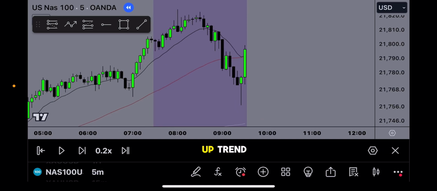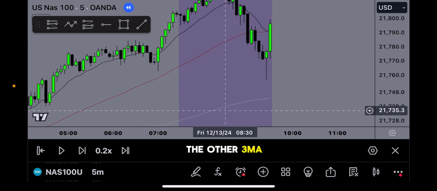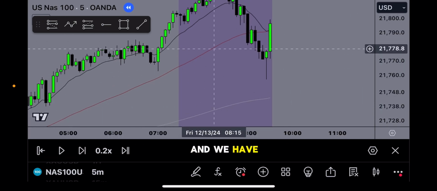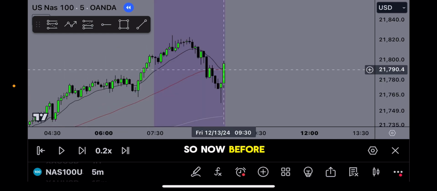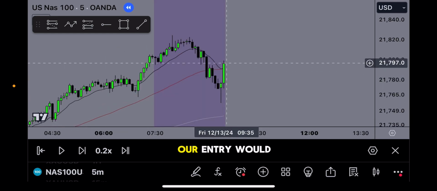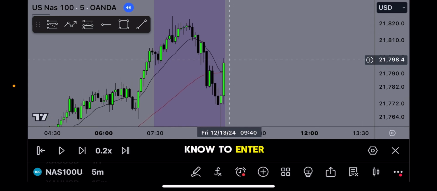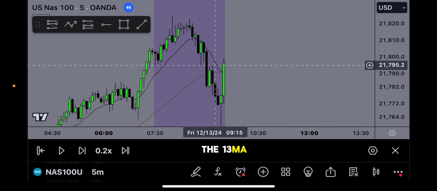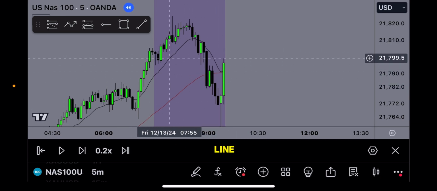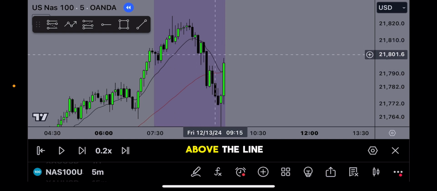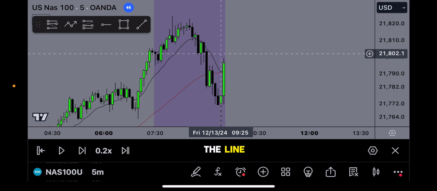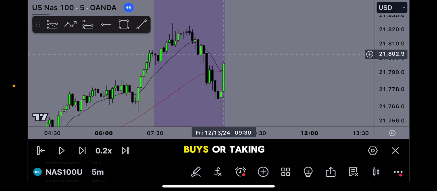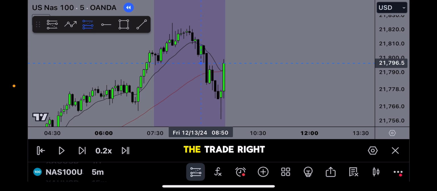Also, we know price is on an uptrend and we have the other 3MAs under. We know price is going up and we have the 3MAs under. So now, before this candle would have closed, our entry would have been 2 or 3 seconds before this candle would have closed. And how do you know to enter on this candle or not? If the candle is closing above the 13MA. If it's breaking the 13MA line and it's closing above the line or on the other side of the line, that's when you will be taking buys or taking sells or just entering the trade, right?